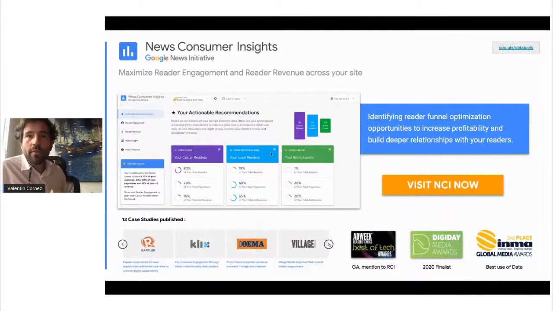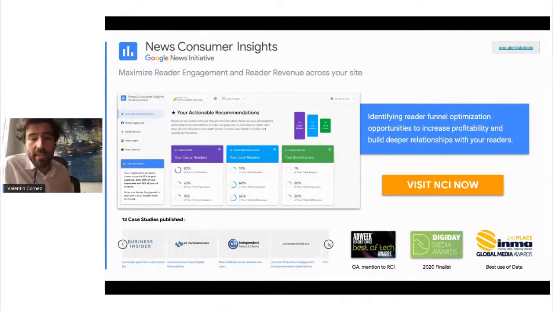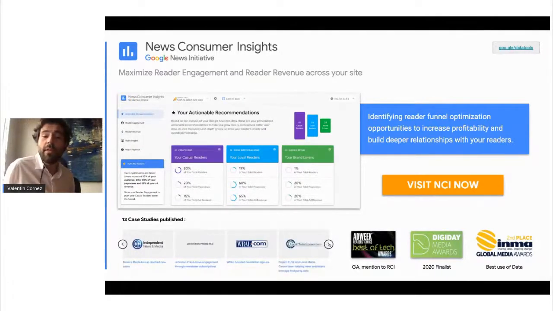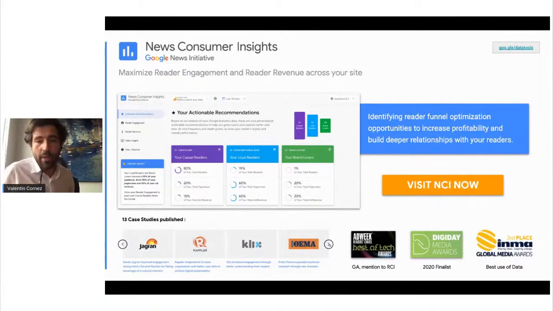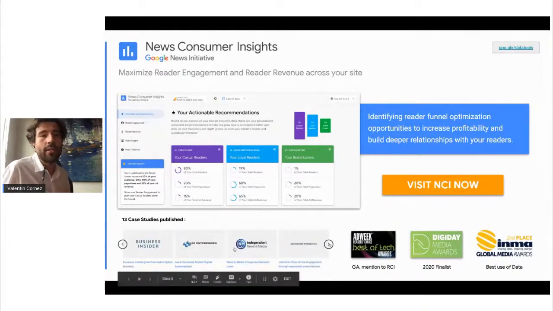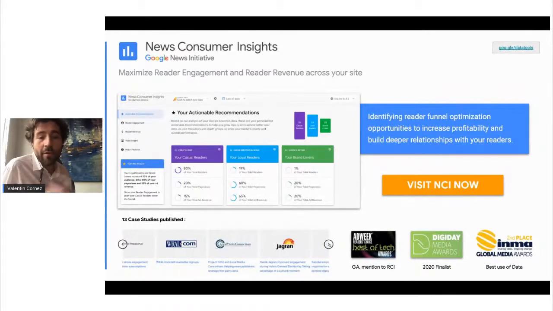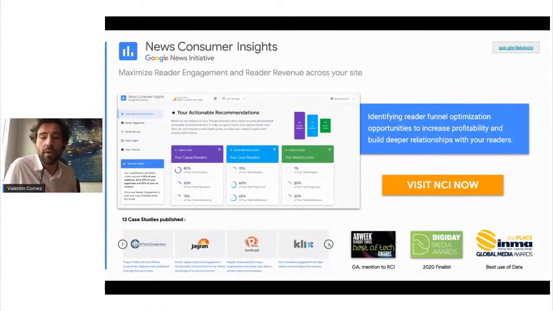To give you a bit of context, we launched NCI in 2018, and the goal then was to help news publishers make data-driven business decisions to increase profitability and build deeper relationships with their readers. We were thrilled by the reception of the tool. We got a lot of visits. We have a lot of case studies. I will invite you to visit our site and check those case studies. We've covered a lot of topics with them. And we've even received some awards and some nominations for the tool.